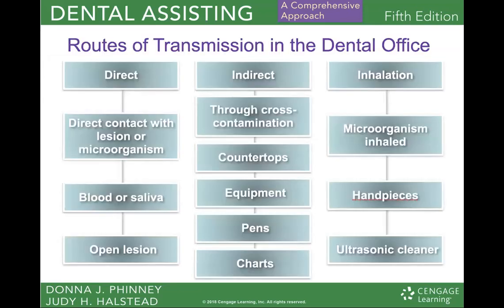So routes of transmission in the office can be direct, indirect, or through inhalation. With direct transmission, this deals with direct contact with any lesions or microorganisms. It can be direct contact with blood or saliva, or if somebody has an open lesion. Indirect would be through cross-contamination. This can be through countertops, equipment, pens, charts, cosmetics, hair, eyewear, phone receivers, and computer keyboards.